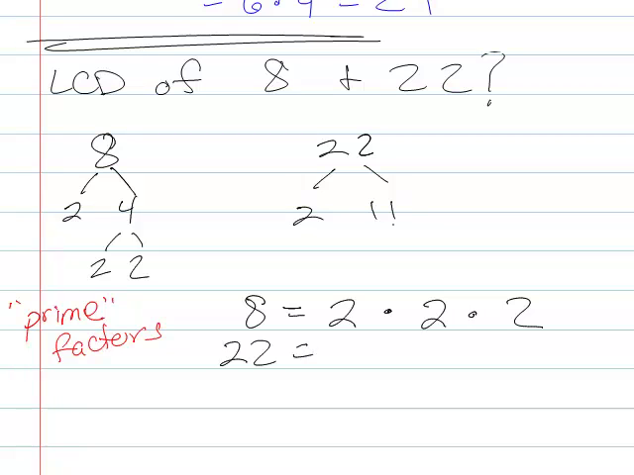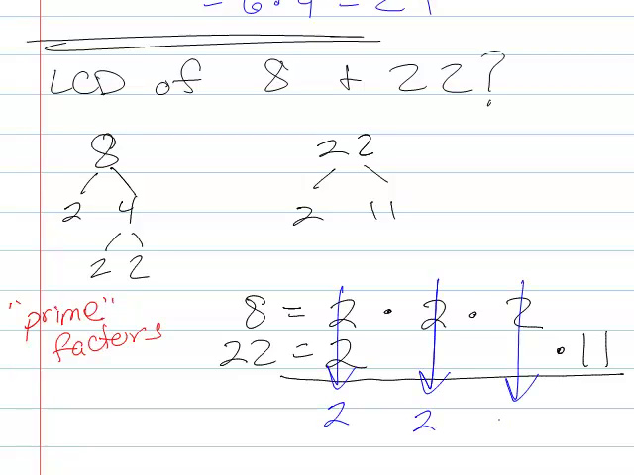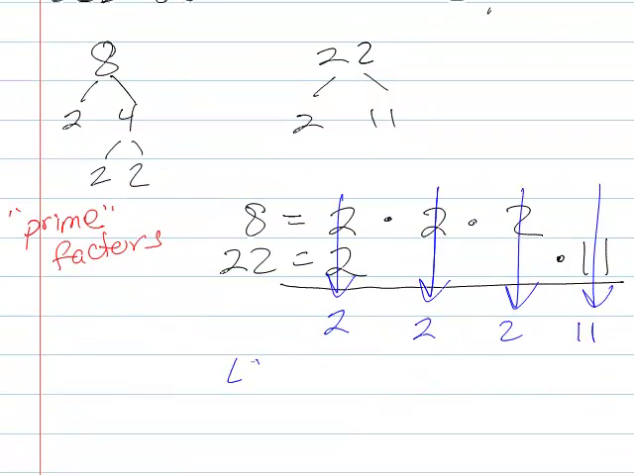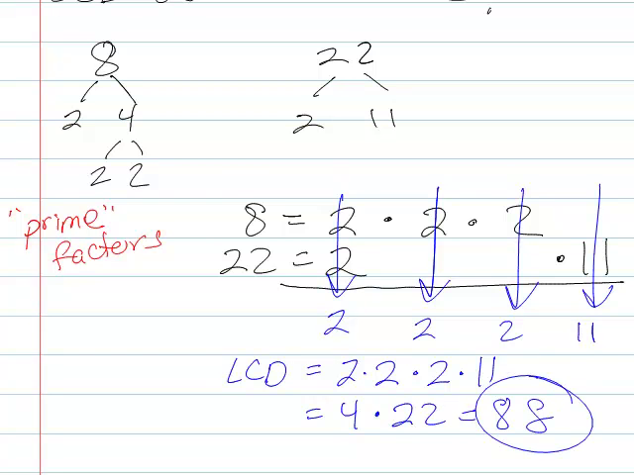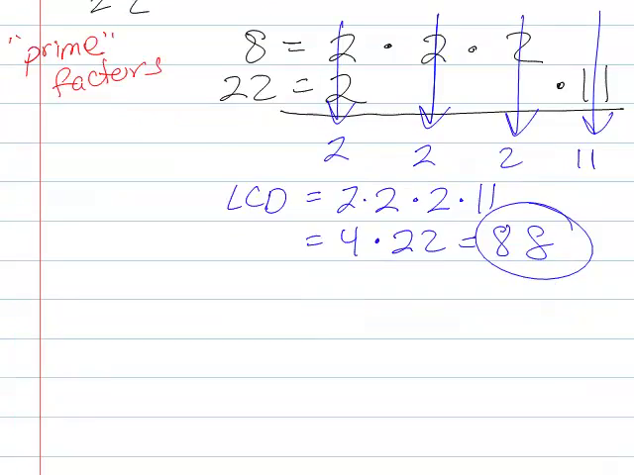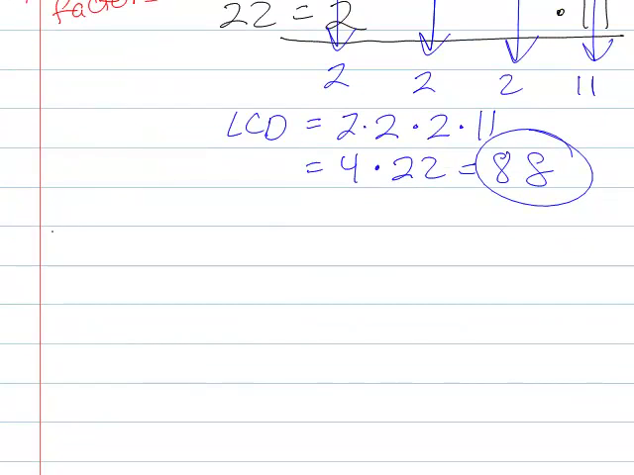22 is going to be equal to 2 times 11, so one of these 2's lines up, and then the 11 is out on its own. So I draw my line, and I say, okay, my LCD is going to have this 2, needs another 2, and another 2, and an 11. So my LCD is 2 times 2 times 2 times 11, 4 times 22, or 88. So my LCD is 88. And you can do this all over the place. Pick any two numbers and go nuts finding LCDs.